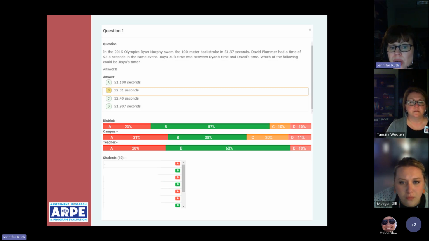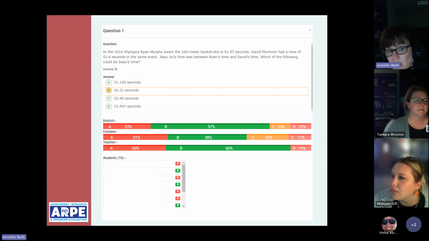So it's important to know not only which kids missed the question, but what wrong answer they picked, so that I make sure my reteach matches the assessment and the kinds of mistakes that kids are making on that test. That makes sure that our reteach is more effective.